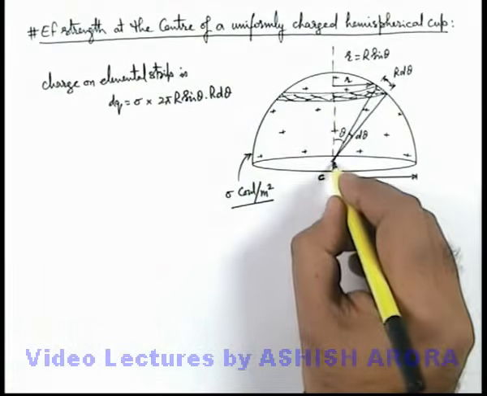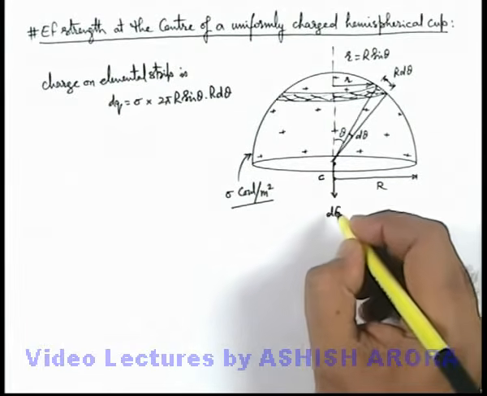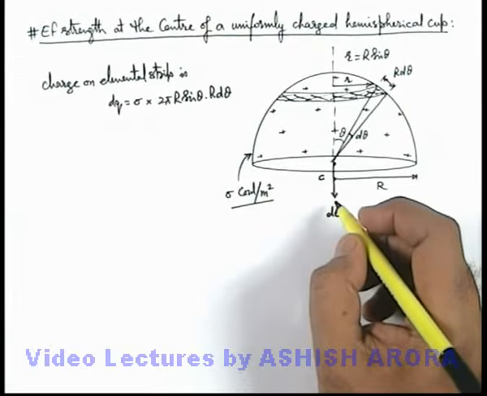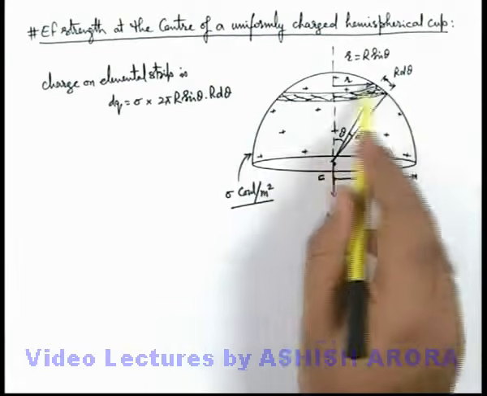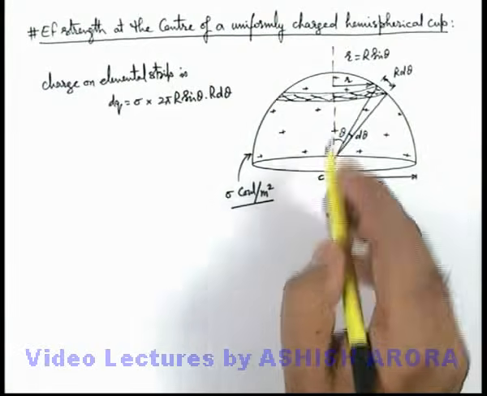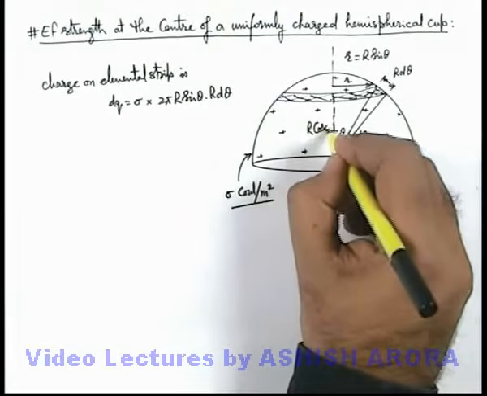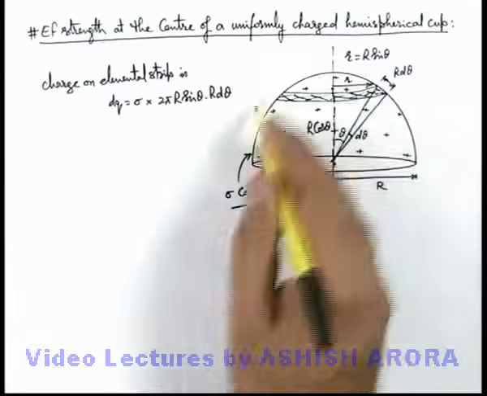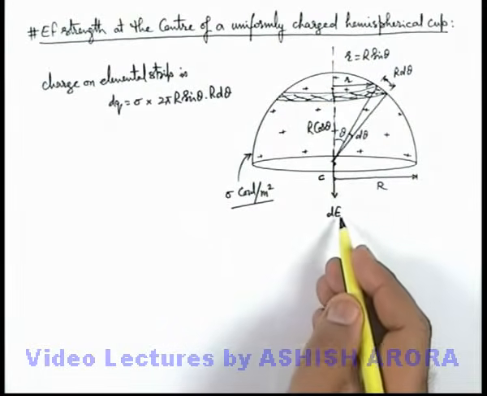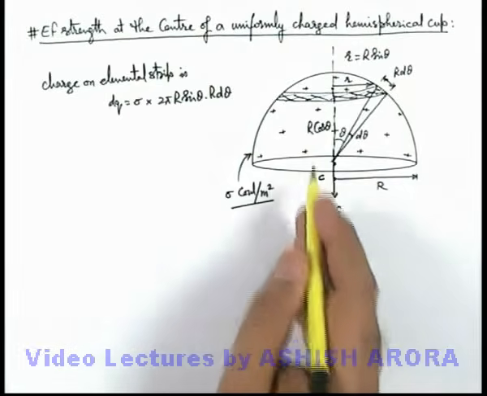Now due to this elemental charge dq, if we wish to find the electric field strength at C, it will be dE, as this result can be given by the direct result of electric field strength due to a ring on its axial point. The point is located at a distance r cos theta from the center of this ring, as this strip is in the shape of a ring. So we can directly use the result of a ring on its axial point.